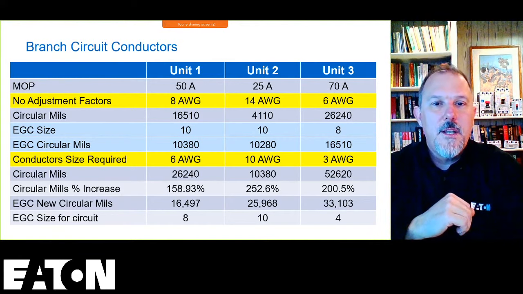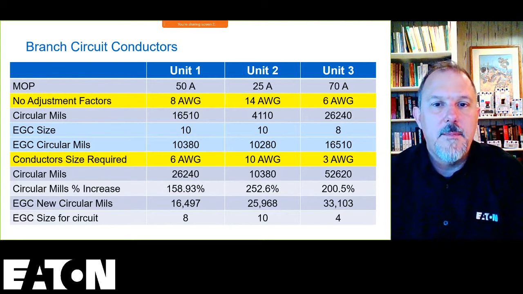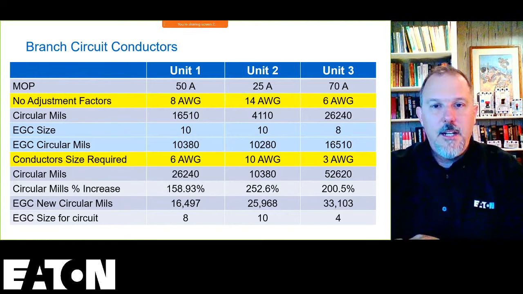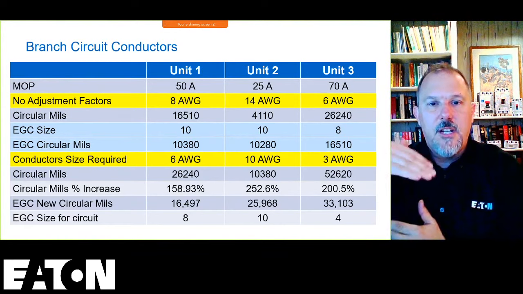Unit 3 could go to a number 4 using, yeah, okay, I got that. I remember that comment about lowering it based upon using a 90-degree C insulation. That's an important thing you've got to remember when you're starting these adjustment factors.